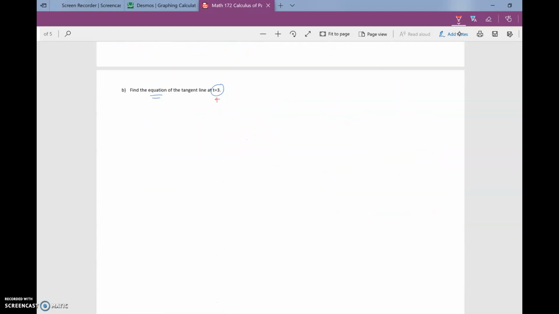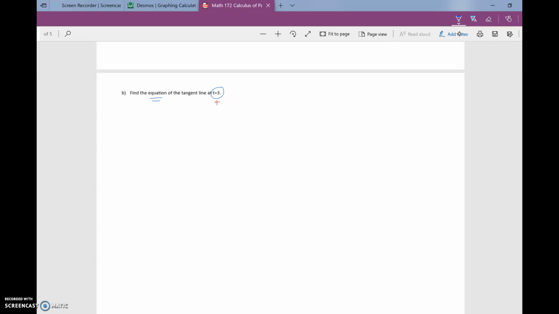Okay, let's talk about B. And the main problem on B is they want the equation of the line tangent at t is equal to 3. So we're going to take the derivative, evaluate at 3 to get the slope, and then you can rewrite it as point slope form for the main answer. That's perfectly fine.